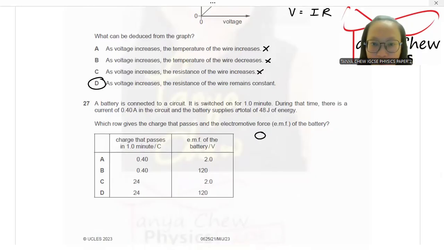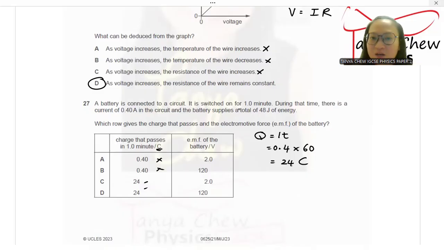Charge, if you still remember, Q equals It. Q is the charge, I is the current, 0.4. Since the charge must be measured in coulomb, the time must be measured in second. 1 minute is equal to 60 seconds, so you get 24 coulomb. A and B cannot be the answer because A and B represent current, not charge.